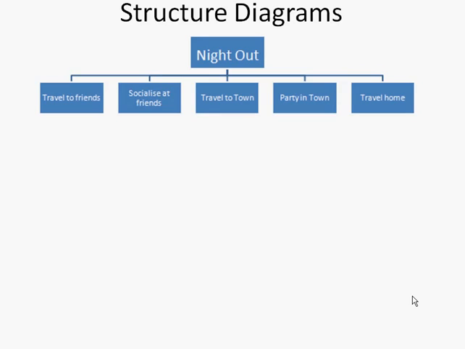So if you have watched Lesson Hacker there, you'll know that structure diagrams and top-down or modular design are all about taking a particular process, for example a night out, and breaking it down into smaller subtasks or submodules. So if we were going to go on a night out, we might break it down into this next level of different subtasks or modules. Travelling to a friend's, socialising at the friend's, then travelling into town, partying in town, and then travelling home. But each of those could be broken down further still.